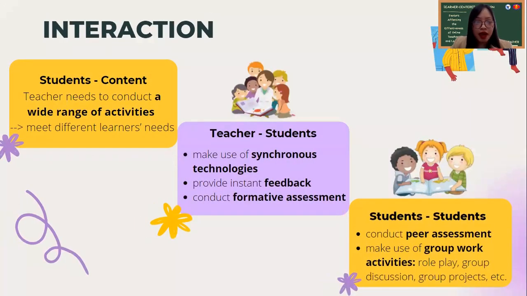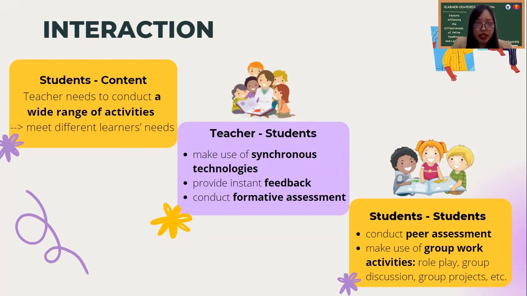The next factor will be about the interactions. There are three main interactions that happen in an online classroom. The first one is the interaction between students and the content. Teachers need to conduct a wide range of activities because, as we know, we have many different learner characteristics in a classroom. Some students may enjoy writing projects, some students may enjoy discussing with their friends. That is the reason why teachers need to conduct different activities in order to meet different learner needs.